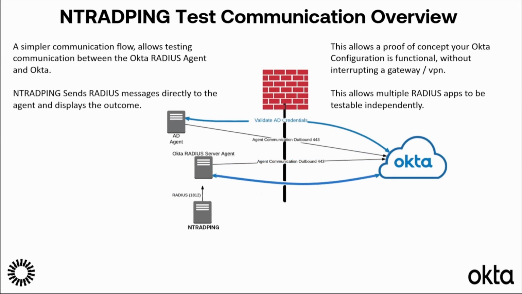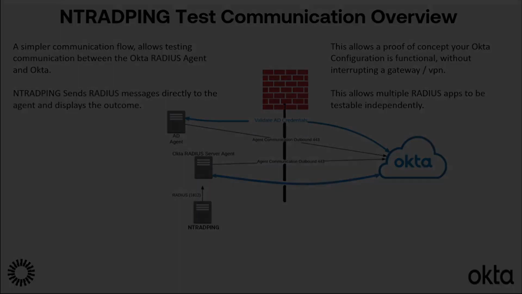NTRadPing is a handy tool that helps admins craft specific RADIUS authentication requests and receive responses. With this tool, we can provide a proof of concept that the Okta RADIUS agent is able to receive RADIUS packets and forward them back out to the Okta tenant for authentication, and then receive an authentication status back without the need to move any production traffic for testing.